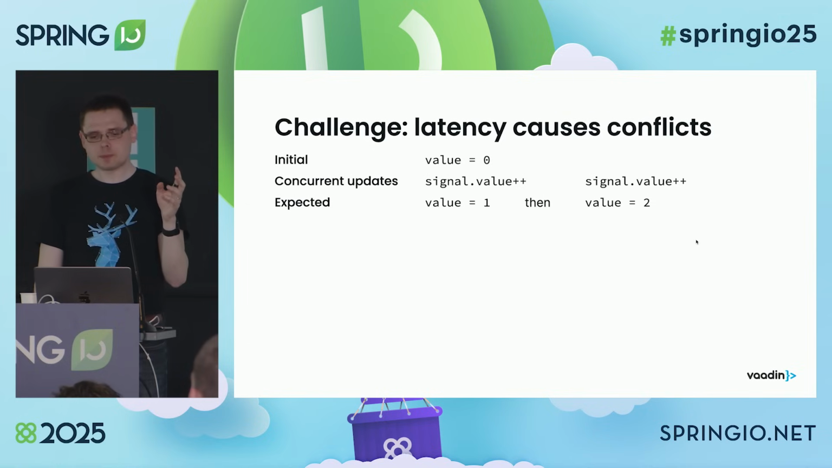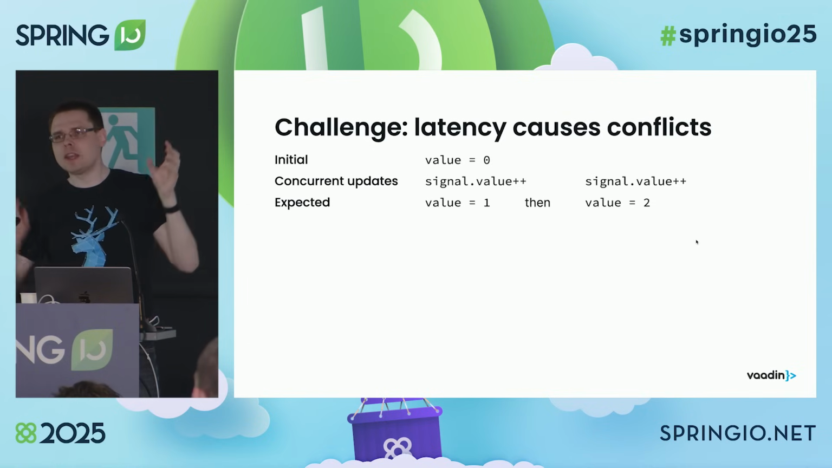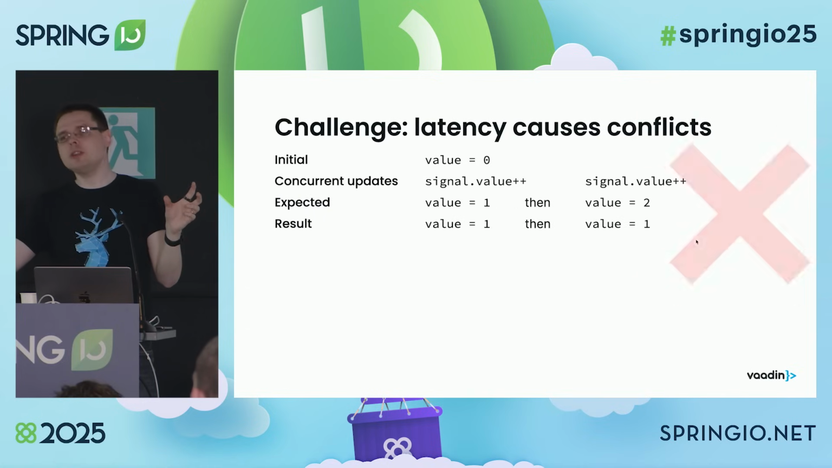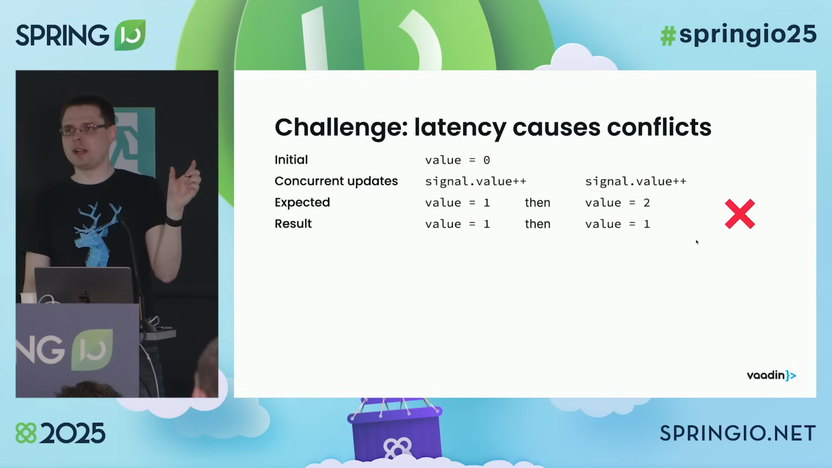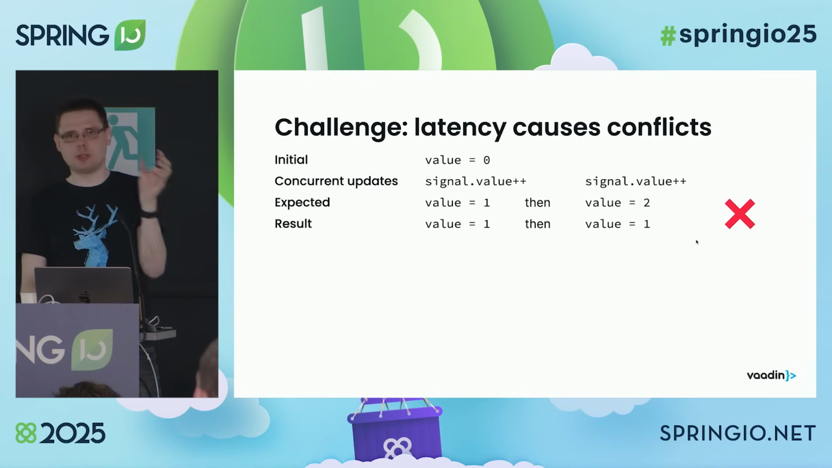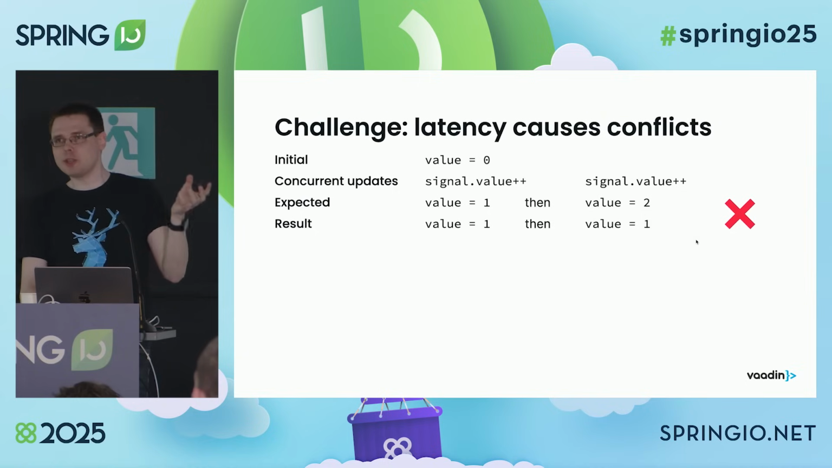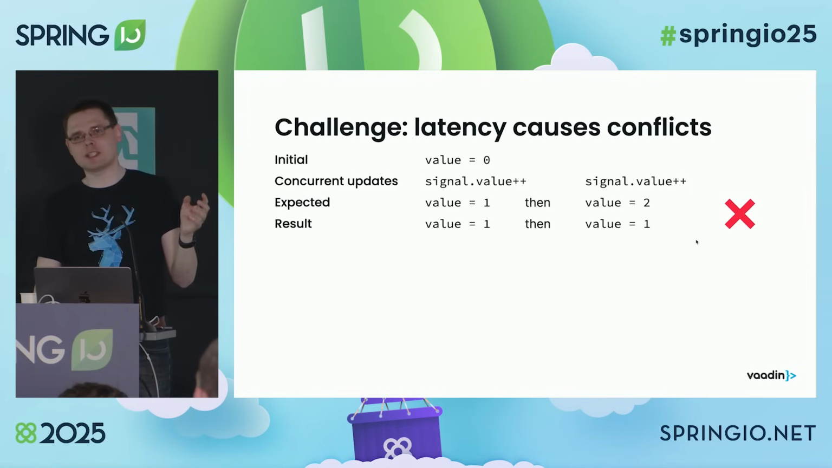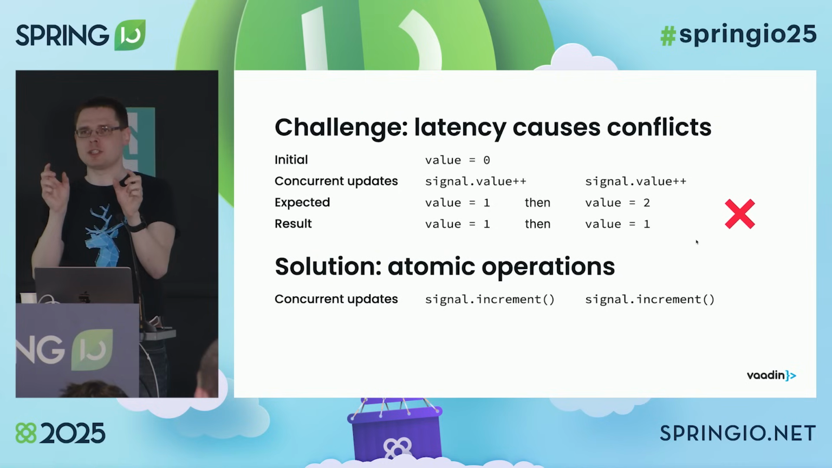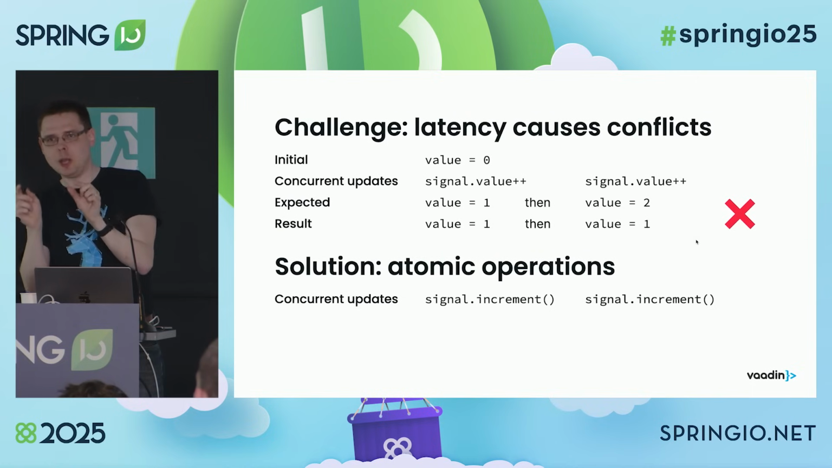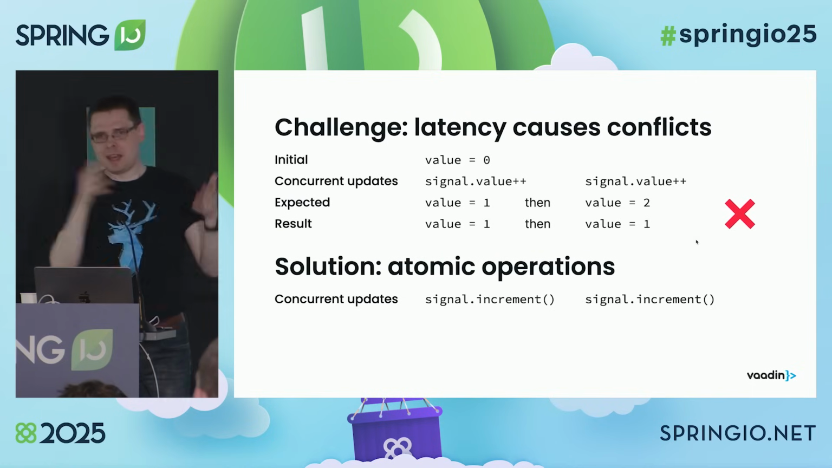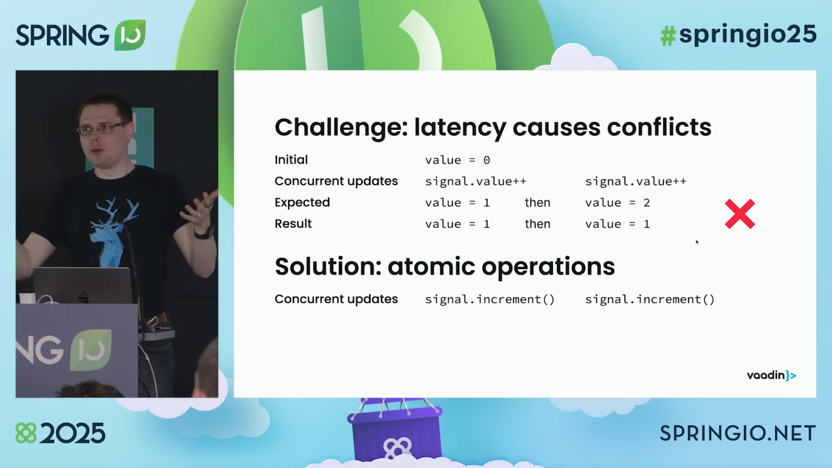So in a real simple example, we got a signal with the value of 0, and then 2 different users, independent of each other, but roughly at the same time, do some action in the UI that causes us to run signal value plus plus. What we expect, of course, 2 users doing that increment, so we will get 2 as a result. But because of latencies and so on, there's a possibility that both at the same time read 0 as the value, both do 0 plus 1 equals 1, both say value equals 1, and that's the end of this.